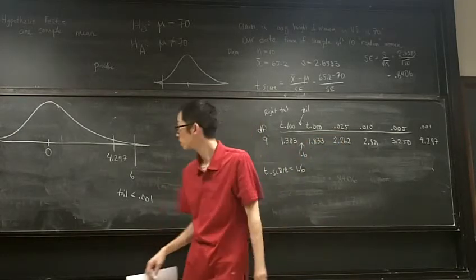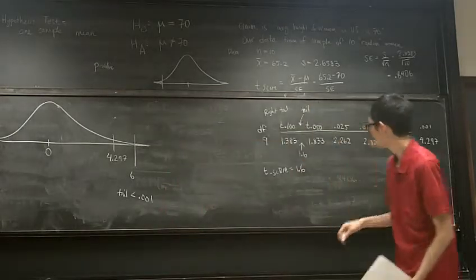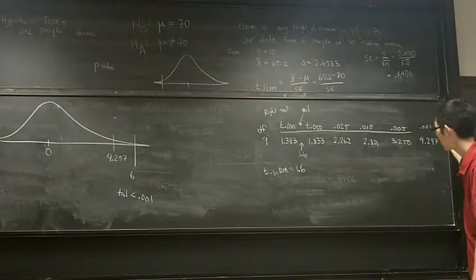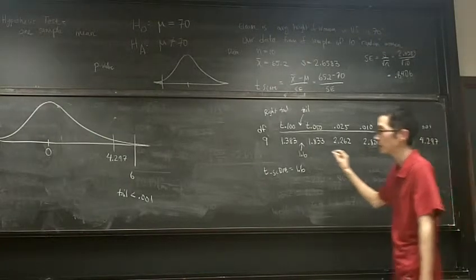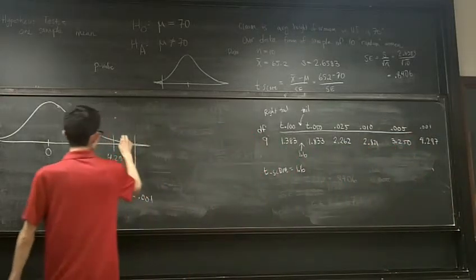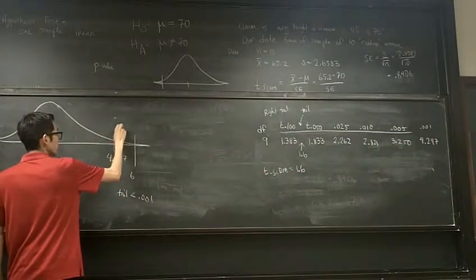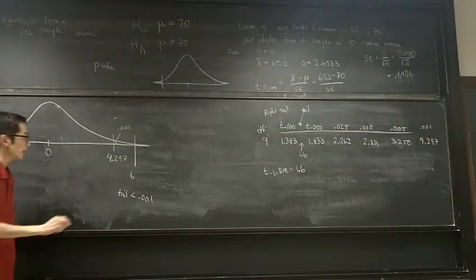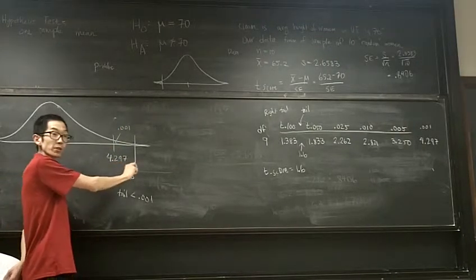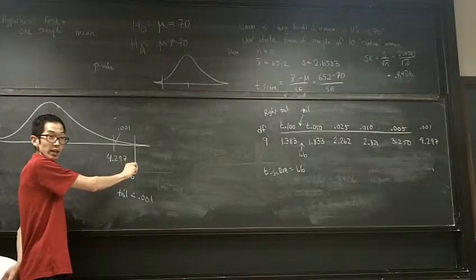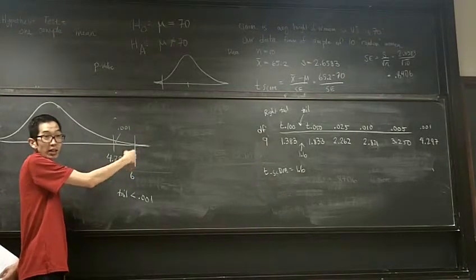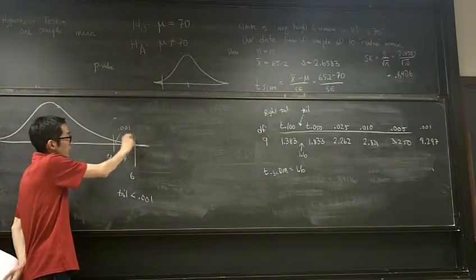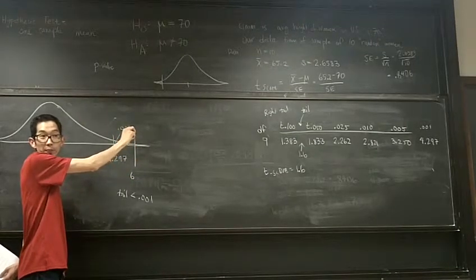Yes? Can you explain that one more time? Okay, so according to my table, if I have 9 degrees of freedom, and I draw a line at 4.297, how much do I have in my tail? I have 0.001 exactly in my tail, okay? If I draw a line even further away from 0, at 6, how much am I going to have in my tail? Less than. I really don't know exactly how much, but I do know for sure it's going to be less than 0.001, okay?